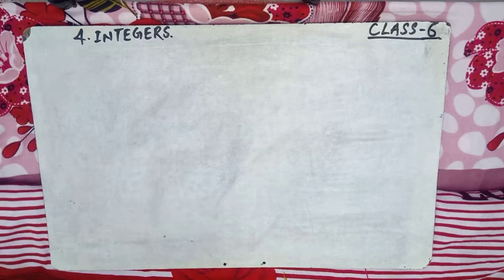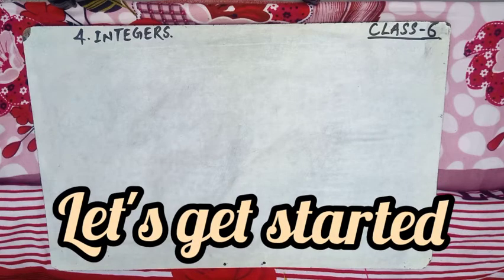This is 6th class, chapter number 4, integers. Now we are going to learn and understand properties of integers: closure property, commutative law of integers, associative law of integers, additive identity of an integer, and so on. Afterwards we will learn how to add two or more integers of the same sign and how to add two or more integers of different signs. So friends, ready? Yes. Now let's get started.